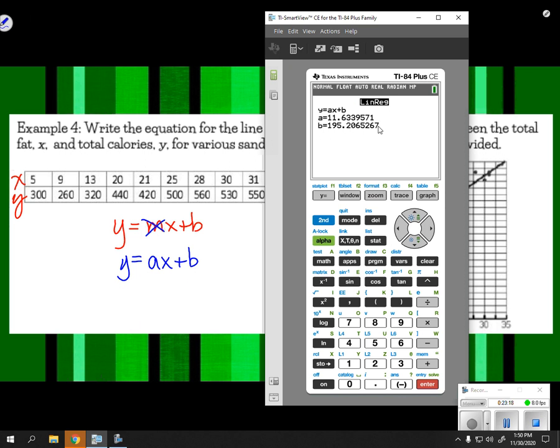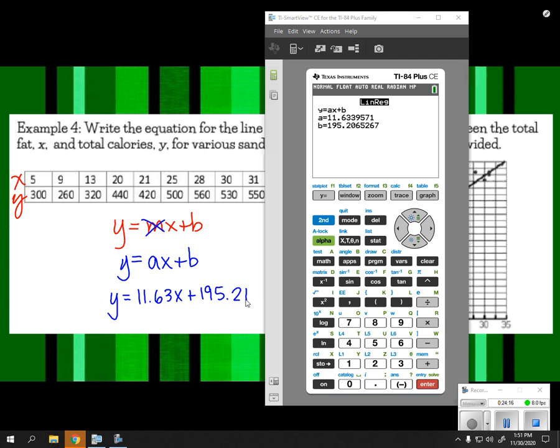Now, if they give you decimal places, we're going to round to the nearest hundredth. So 11.63x plus 195.21. So we have our regression equation, and then what I do want to show you, we haven't looked at this yet, is the actual scatter plot for the data.